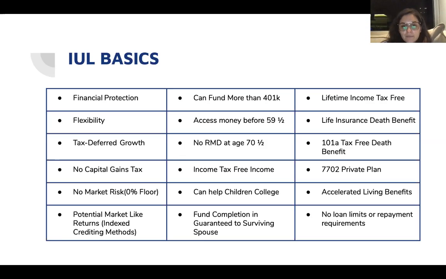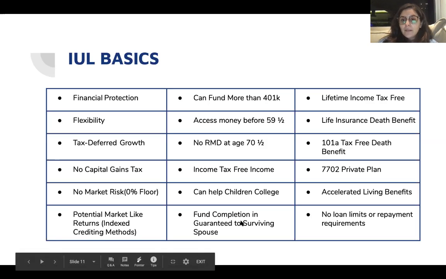Now, there's income tax-free income. Well, actually, tax-free income. There's two income in there. It can help you with children's college. It's not like the 457 plans, where you have to use the money for college or you'll have to pay taxes. No, in here, you can use it for college. You can use it to buy a house. There are some methods, the way they're structured, that they even use it to pay off debt as well. You can fund a completion and guarantee to a surviving spouse. That's true. That could also be done on that policy.